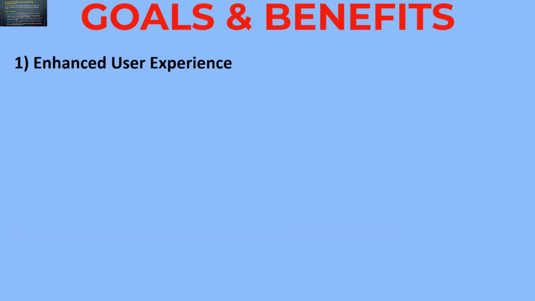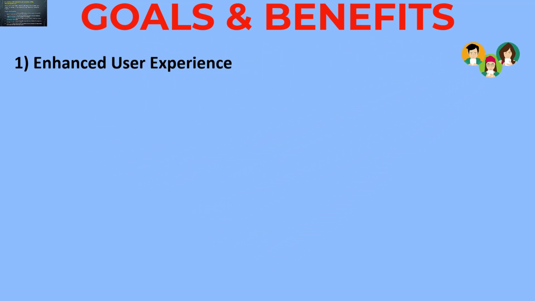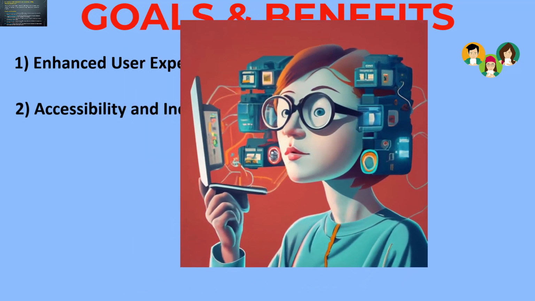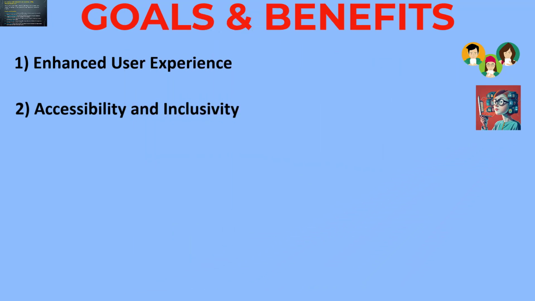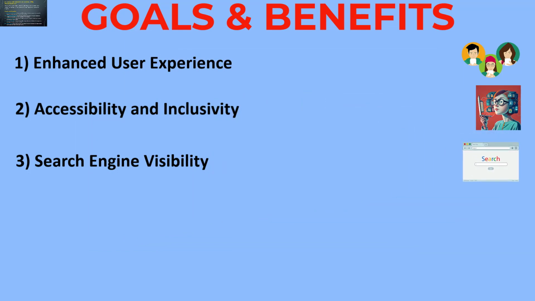Goals and benefits of coding HTML professionally. 1. Enhanced user experience. Professional HTML coding leads to fast-loading web pages with correct displays and user-friendly interfaces. 2. Accessibility and inclusivity. Following accessibility guidelines ensures that websites are usable by all, regardless of abilities. 3. Search engine visibility. Well-structured HTML improves a website's search engine rankings, attracting more organic traffic.